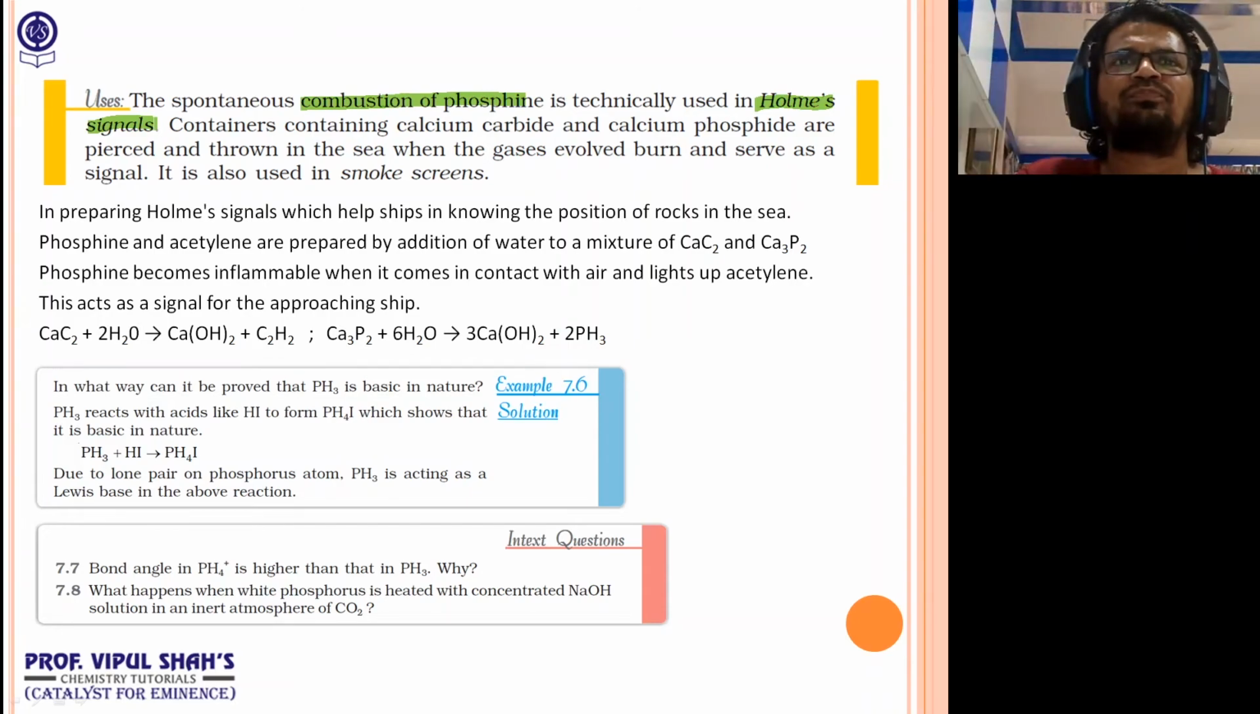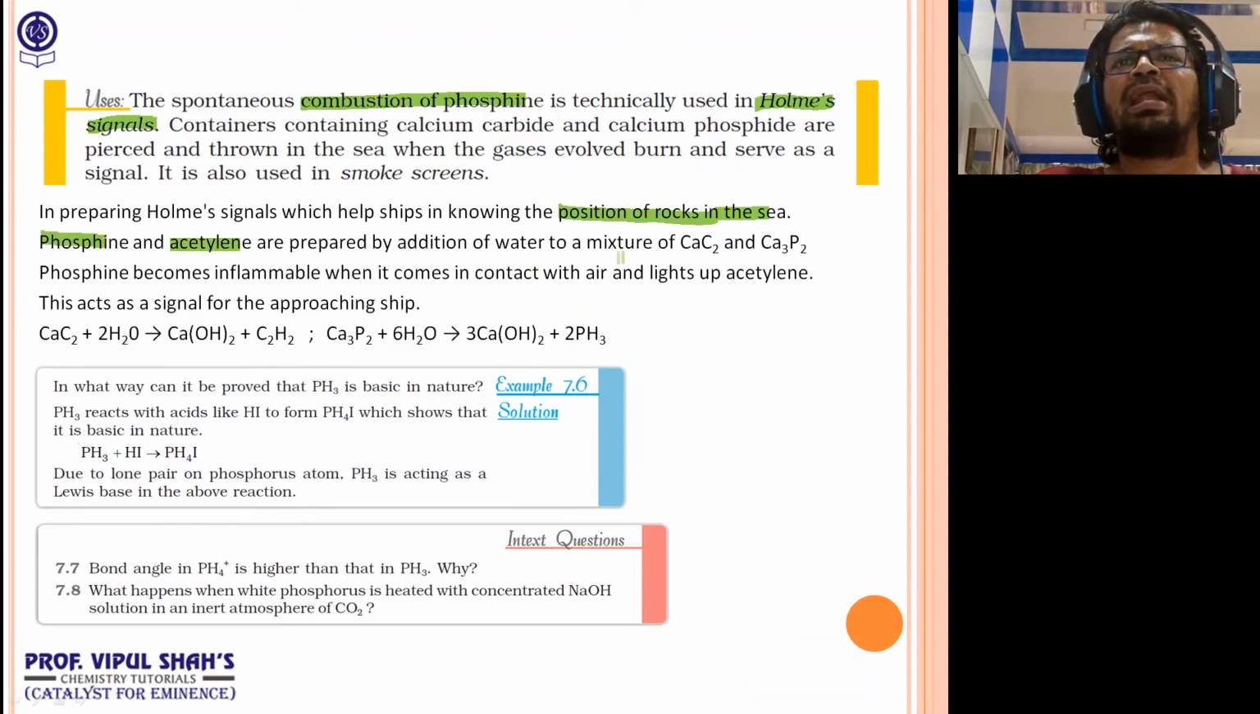What is that? I've given this separately to you. Holmes signal, please see this and mark this important, okay? It helps ships to know the position of rocks in the sea. Now, phosphine and acetylene. Phosphine we know, that's PH3. Acetylene we all know, CH triple bond CH.